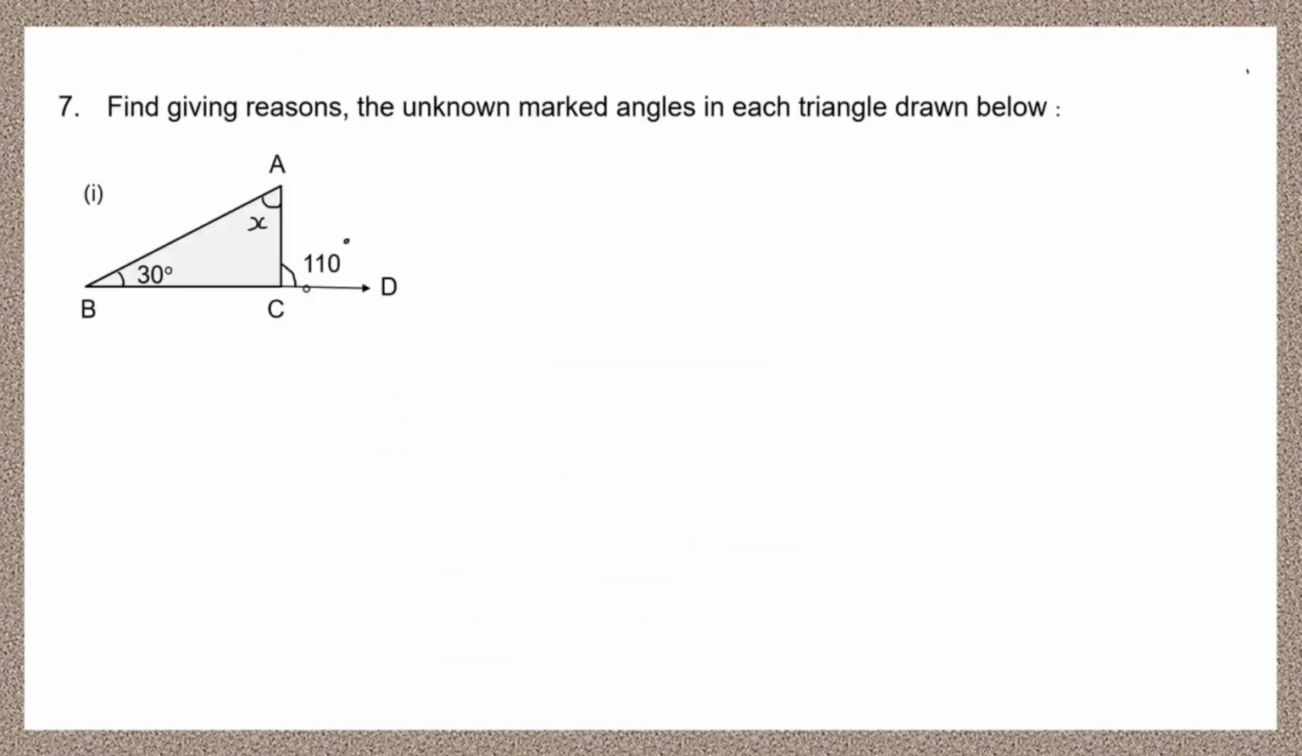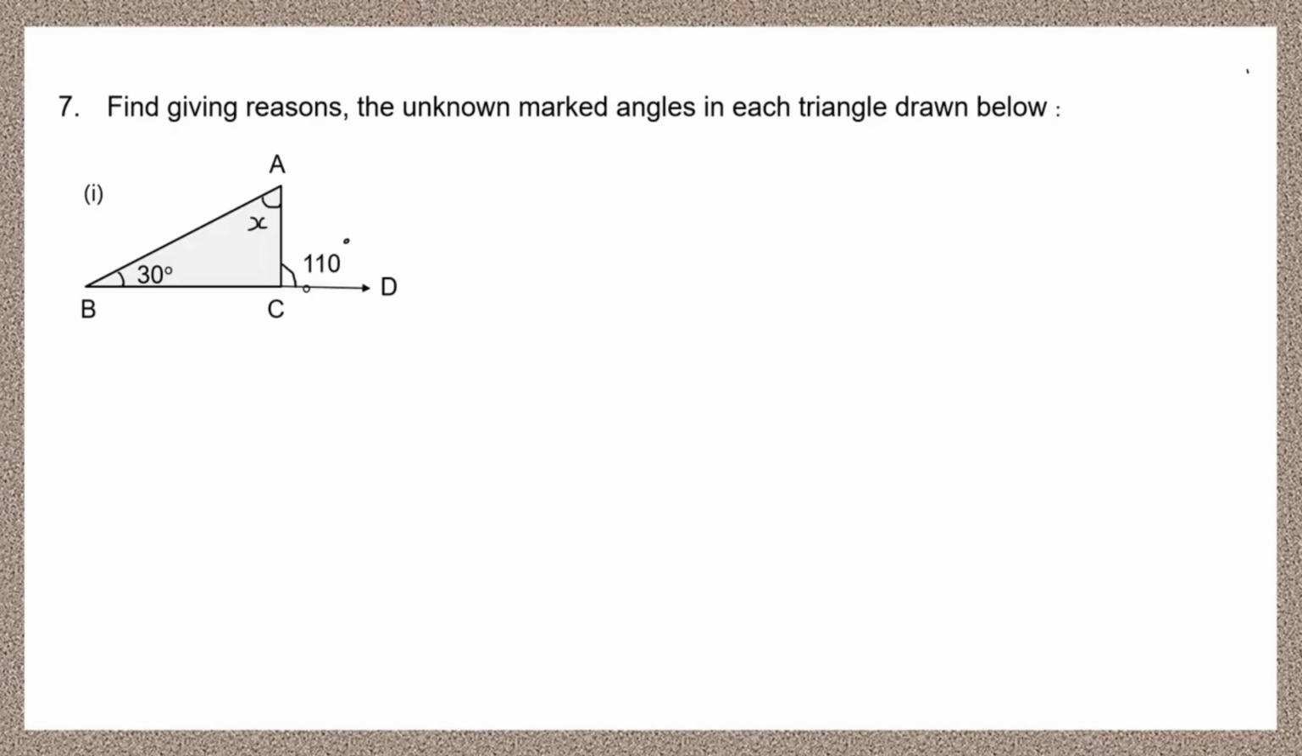Question 7. Find, giving reasons, the unknown marked angles in each triangle drawn below. So the unknown marked angle is X. Now if you notice carefully, we have an extra angle here, 110 degrees. And that is seen outside that triangle. Now if BC is extended up to D and an angle is formed there, that is called an exterior angle. Now we have a property for an exterior angle. An exterior angle 110 is always equal to the sum of its two opposite angles.